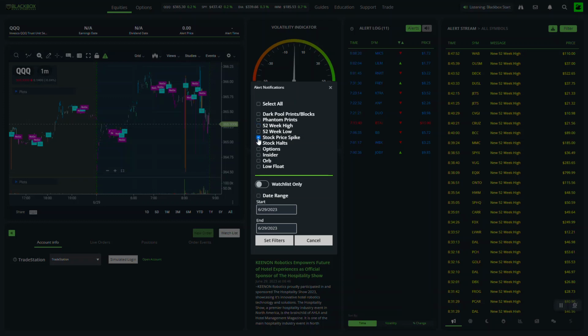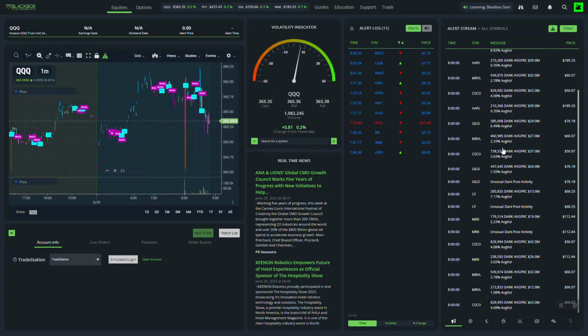Stock price spikes, you can also look at that. You can do low floats, a lot of information like I mentioned here. If you just want to look at dark pool only that has come in, you can do that, hit set filter, and it'll show you all the dark pool that has come in.